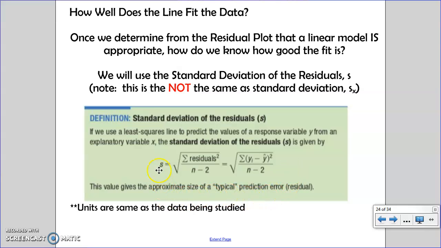And what this number does, this lowercase s, it tells you the approximate size of a typical prediction error based on your least squares regression line that you've come up with, which is what is here for y hat. The units for lowercase s are the same as whatever data you're studying. So if you're predicting miles per hour, then little s would be in miles per hour. If you're predicting weights, little s would be in terms of weight.